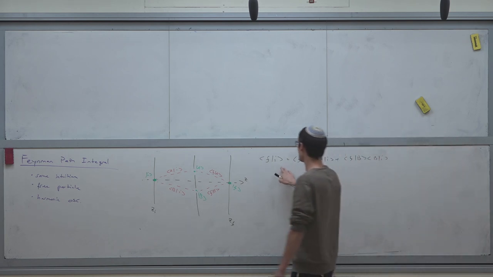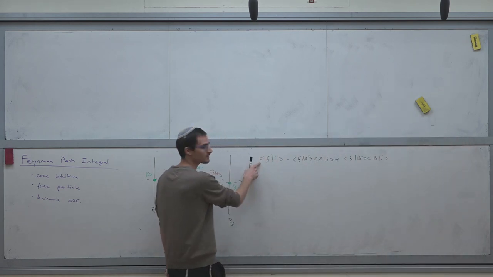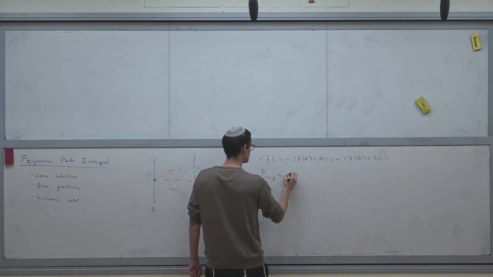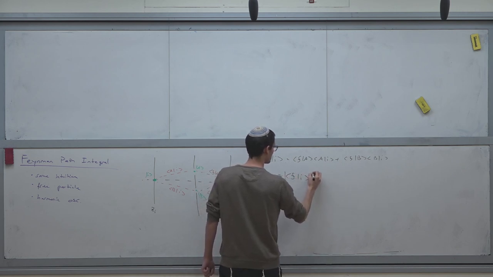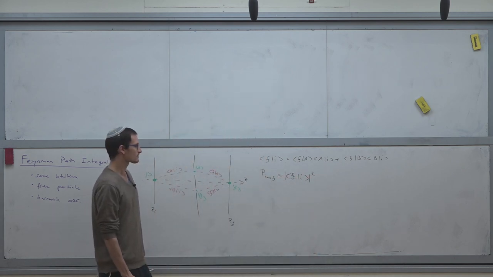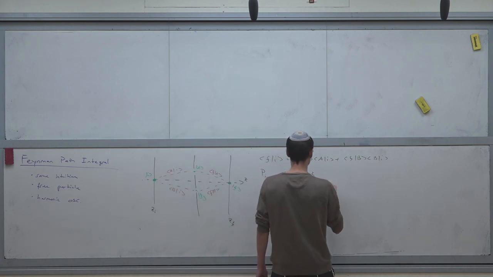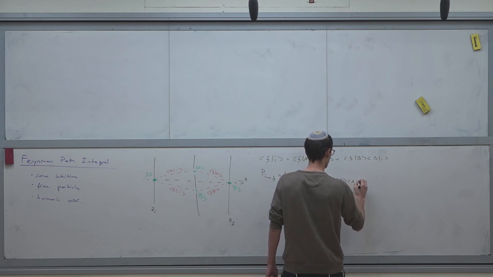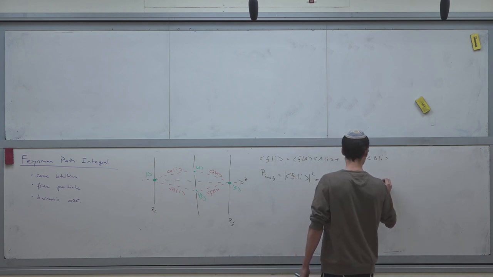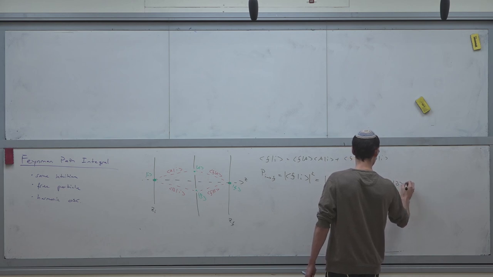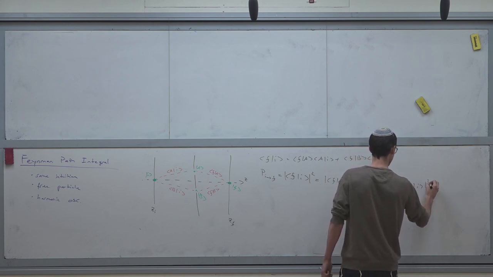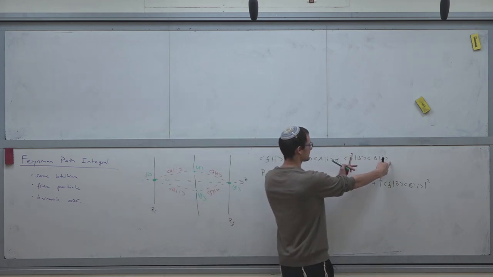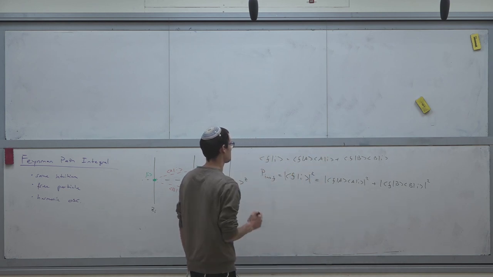When does interference appear? Interference appears because this thing is not the probability. This is the amplitude. The probability of going from I to F is the absolute value squared. And then you get four terms. Two of them are classical and two of them are quantum. These are the two classical terms: the first one squared and the second term squared. And then there are cross terms. They give rise to interference.